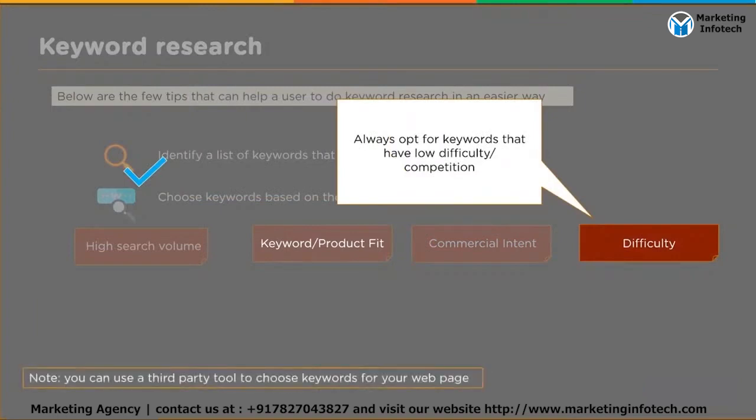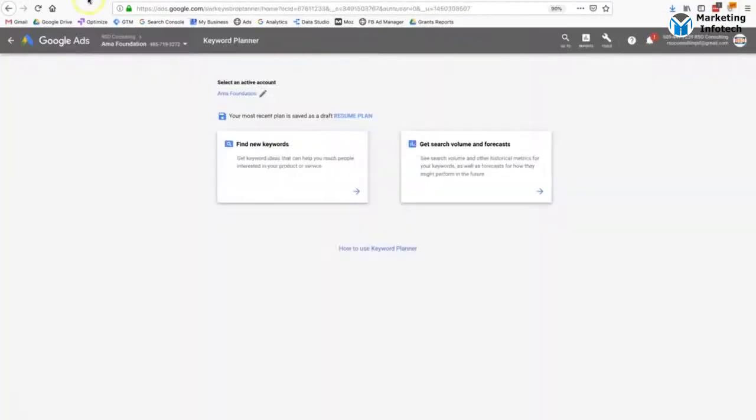And so in order to get these metrics, we can use third-party tools. And I'm going to show you a couple of examples of third-party tools you can use that will give you some of this information. So the first tool I'm going to show you is Google Ads Keyword Planner.